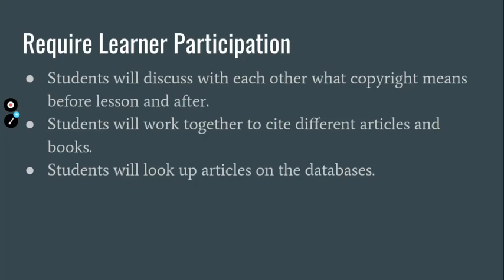Require learner participation. The students will discuss with each other what copyright means before I teach my lesson and after, and hopefully they have more of an accurate explanation afterwards. The students will also work together to cite different articles and books. They will look up the articles on the databases. They will look in the books for different passages they want. They will collaborate with each other, but they will also work on their own to cite the sources for the evaluate portion.